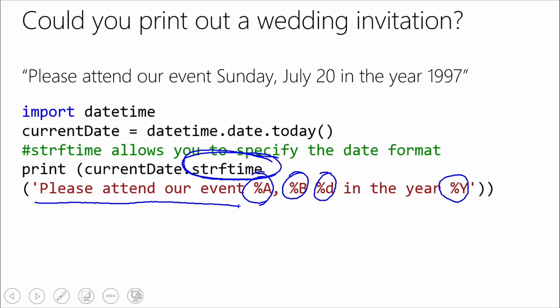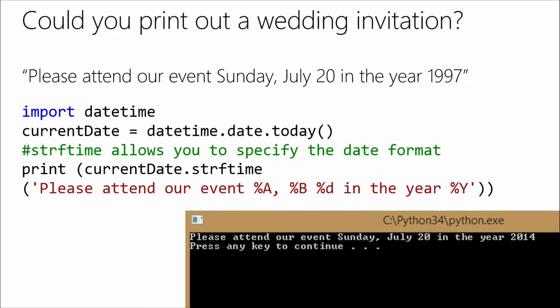But a date has multiple parts. It's got the day, the month, the year, and everything else to go along with it, the day of the week. And so it's very common for us to need to break it down into individual components and to put string text around it. If you want to say something like, please attend our event, or put in commas, or whatever else you might want to throw in there, you absolutely have that capability.